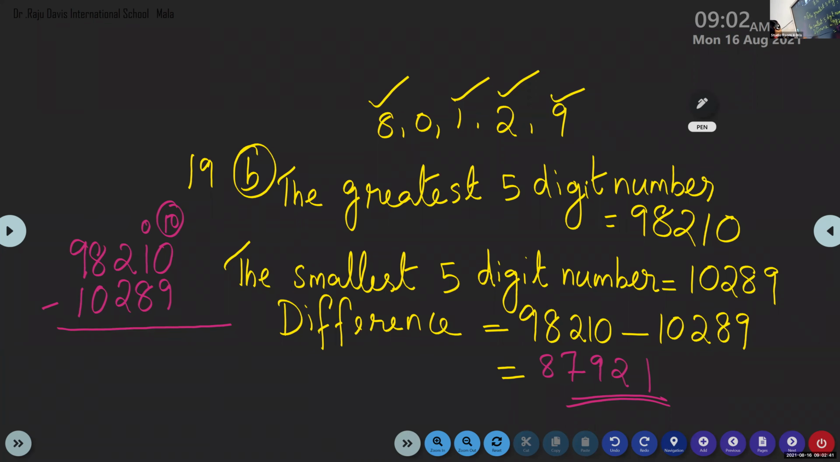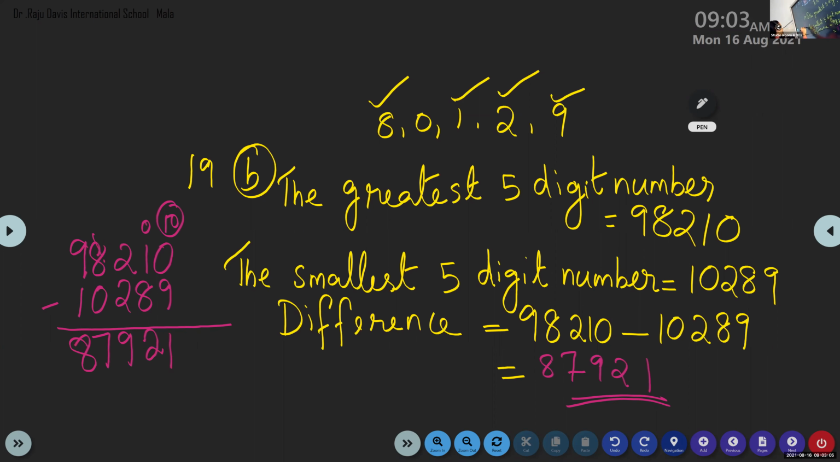Okay, so here 10, 9. Then we have 2 here. 2 minus 2. So here 9, then 8 minus 0. Then we have to take 7, 9 minus 1, that is 8. 8, 7, 9, 2, 1.